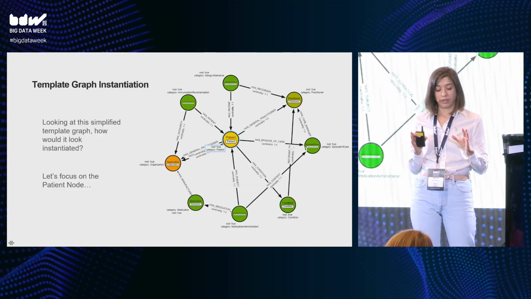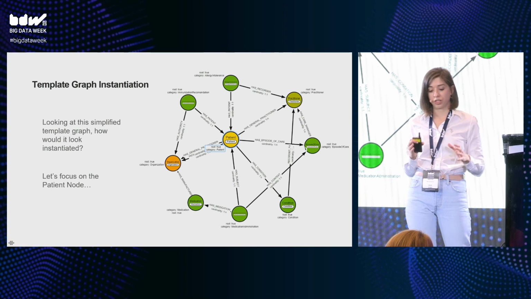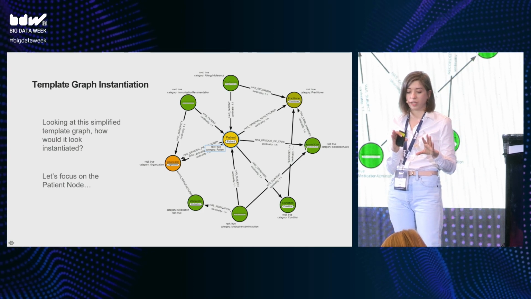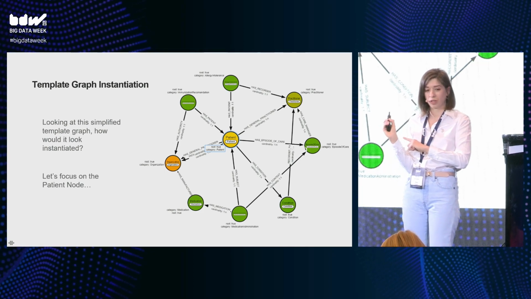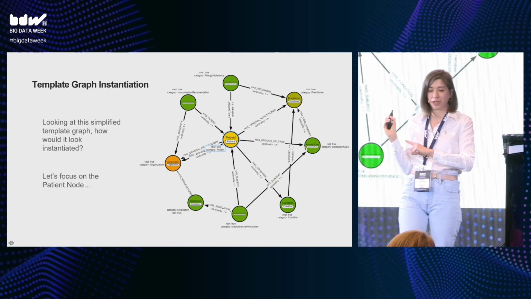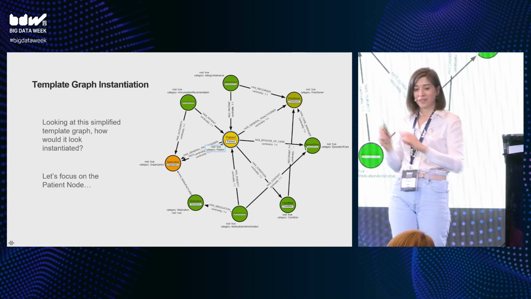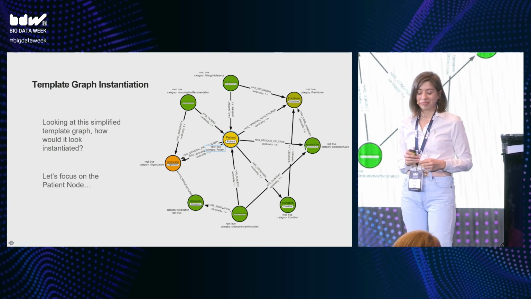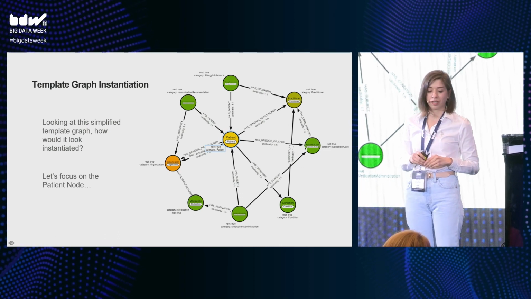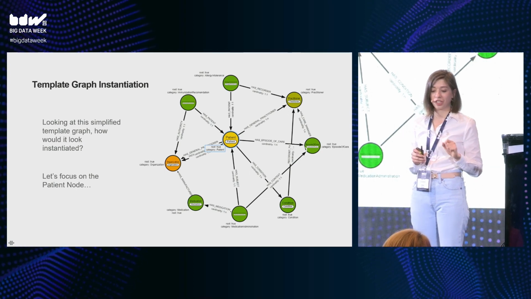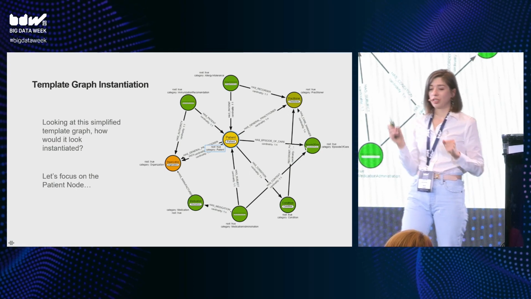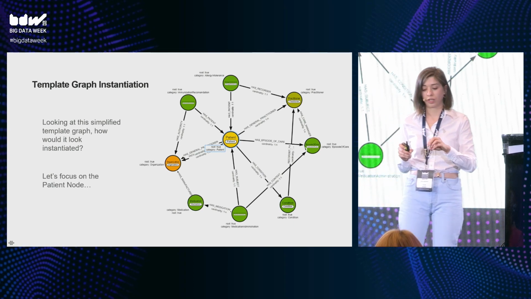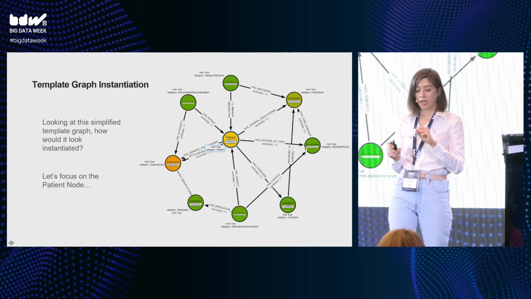To better understand how this instantiation happens, let's focus a bit on this simplified version of the template graph. Oh, and by the way, the one that you saw before is not even half of the whole data model, that big one. Fun fact. And this is just a small region of the ontology. We have the patient, the practitioner, the organization, and some other root nodes that are relevant for the patient situation.